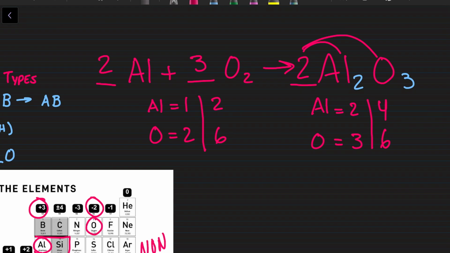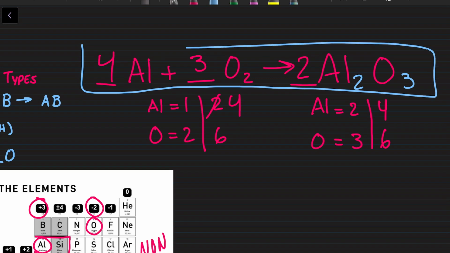But there's an issue here. It also affects my aluminum, which makes it into a 4. So now I have to go back to my left side, erase that 2, and put a 4 instead, so that my new number is not 2, it's 4. And I made a little mistake there. I was trying to scratch out the 2. And then that's pretty much it. It's balanced and it's combined, so we're good.